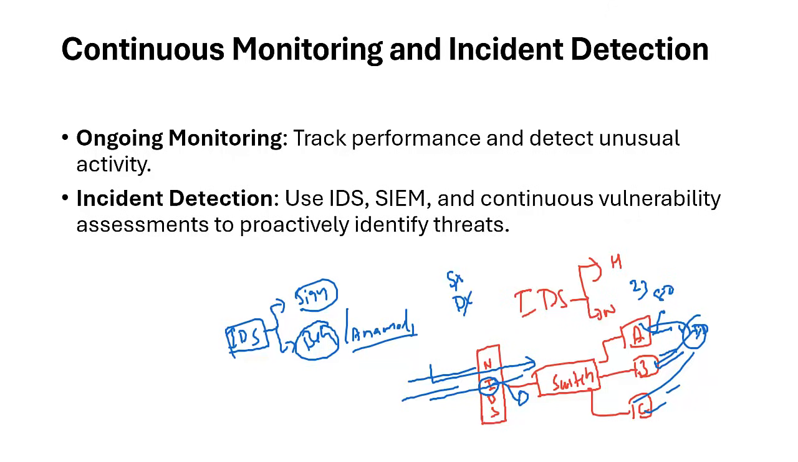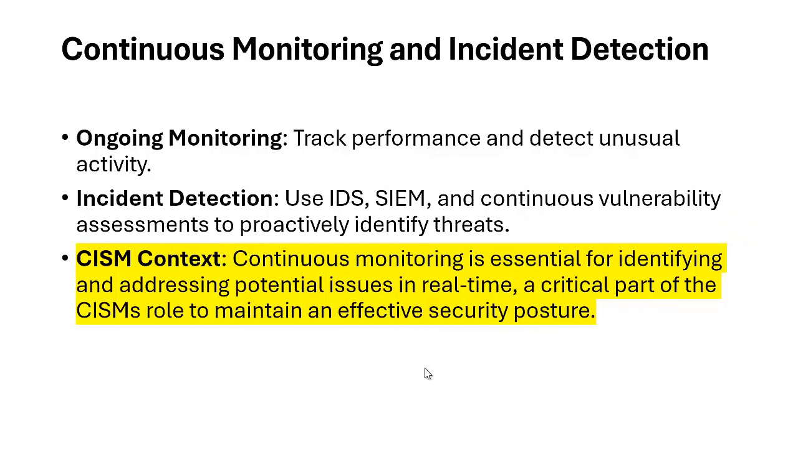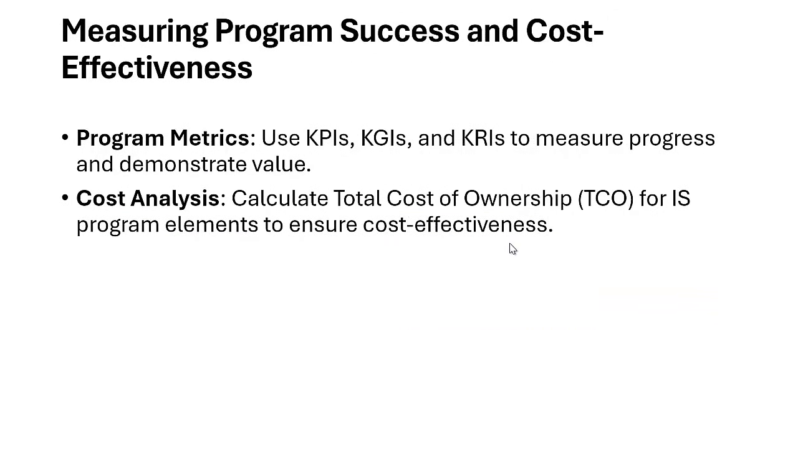We also use vulnerability assessments and identification and everything. As a CISM candidate, continuous monitoring is essential for identifying and addressing potential issues in real time. The critical part of the CISM role is to maintain an effective security posture. So we use metrics like KGI, KPI, and KRI to measure the progress and demonstrate the values.